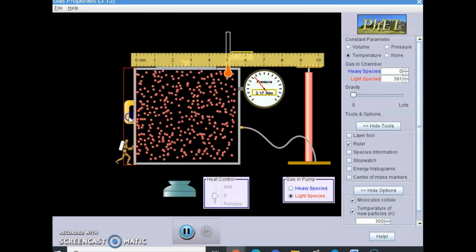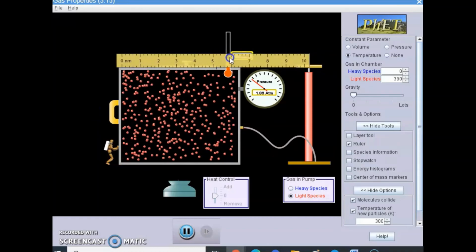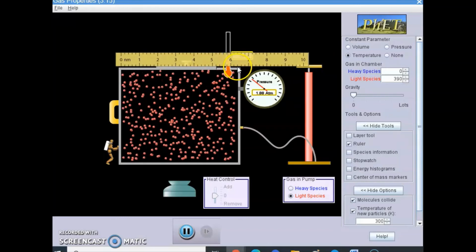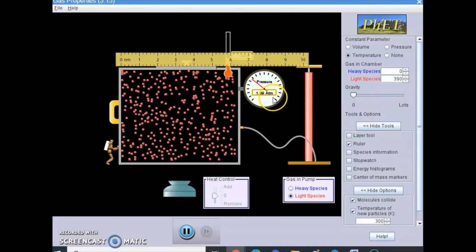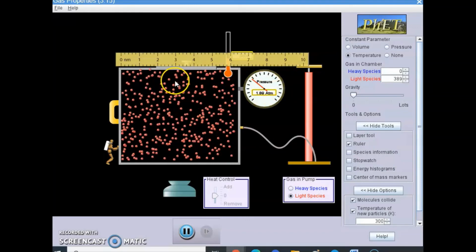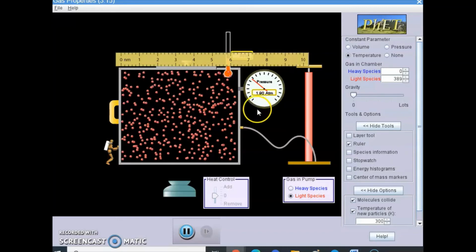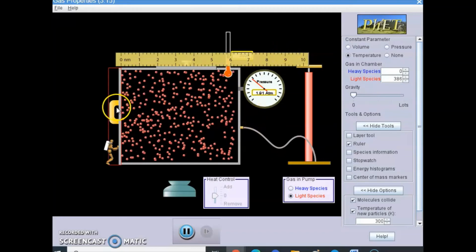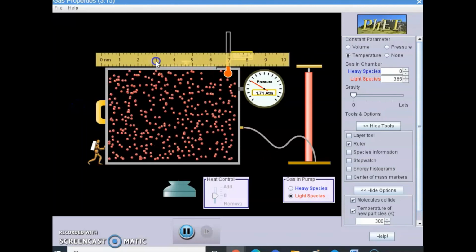What happens as we increase the volume? Let's increase the volume to 6.4 nanometers. The pressure decreases, so we have the relationship there. When the volume decreases, what will happen to the pressure? You have to think of it.